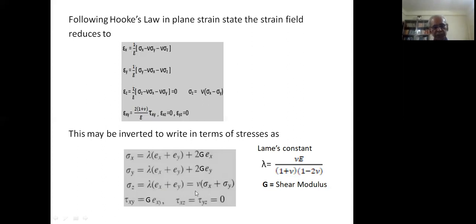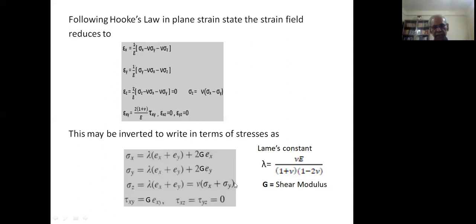Because we have converted this into strain, there will be a G here, because there will be E here. So this term is to convert the strains into stresses, and this part is probably not needed. All we need to do is to write down sigma z is equal to lambda into epsilon x plus epsilon y. Okay, and tau xy equal to G epsilon xy, tau xz and tau yz are 0.